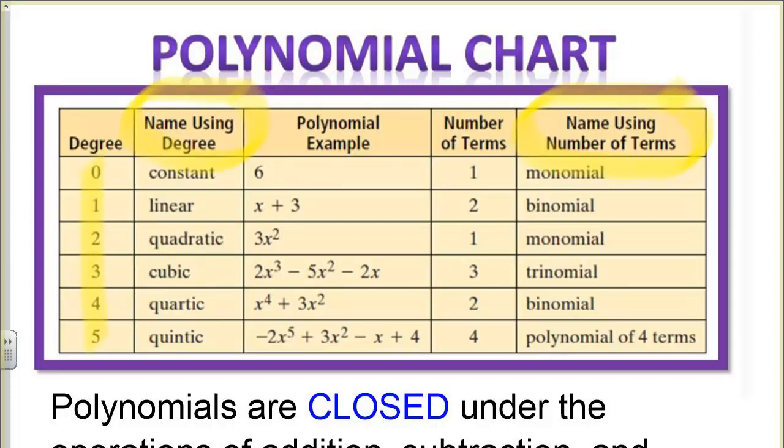If it's 0 degree, we call it a constant. If it's first degree, we call it linear. If it's second degree, we call it quadratic. And those mean the same thing. And then you can see we have some examples there. So the constant was a 6. The linear had a power 1, even though we don't see it. There's still 1 there. Quadratic has a power 2.